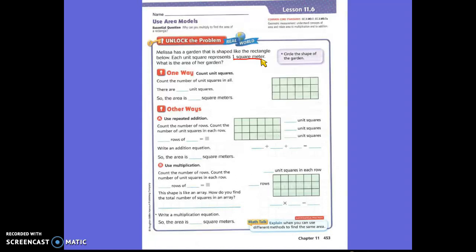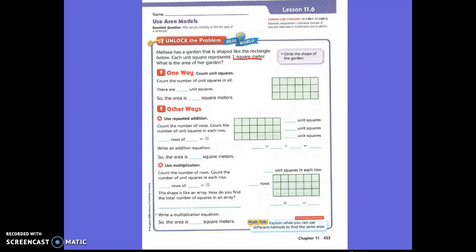Okay, now what's the question? Melissa has a garden. What is the area of her garden? The question of the problem. Read it. What is the area of the garden? Of her garden. Okay. This is the picture of her garden.